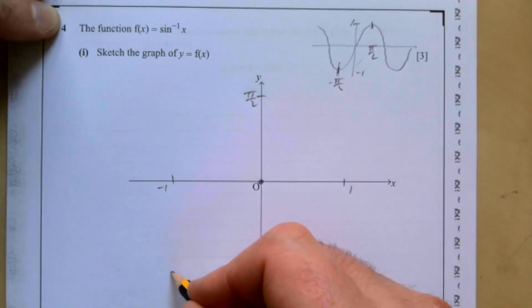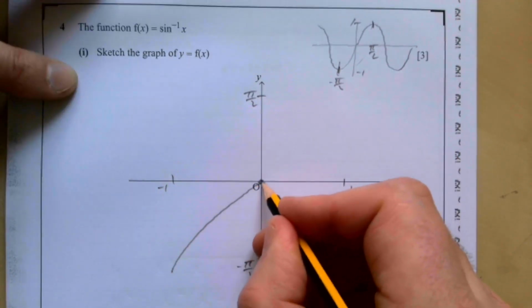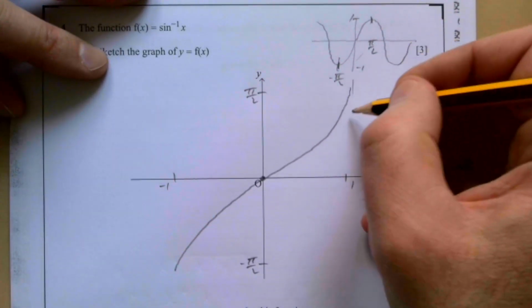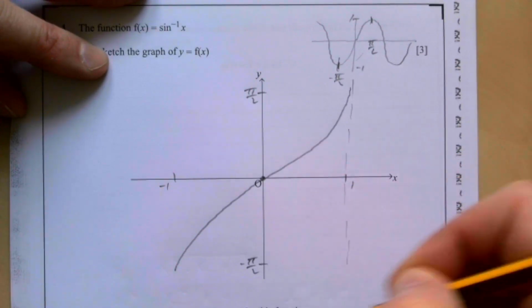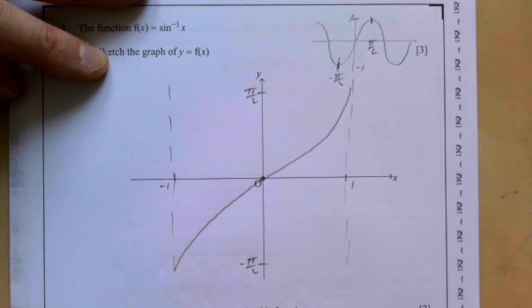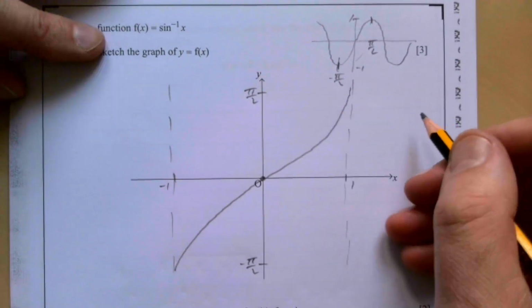And our graph then looks a little bit like this, with an asymptote running in this direction here, and similarly one running this way here. So that's my graph of sin to the minus 1 of x.